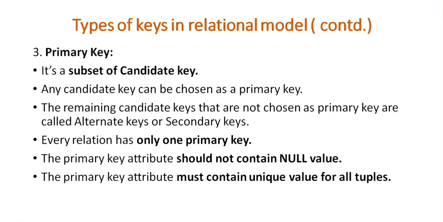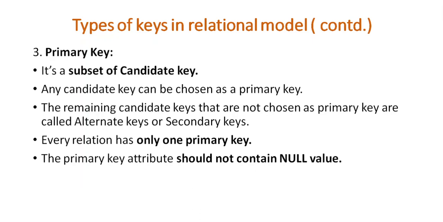Again, another rule for primary key is that whatever attribute we choose as a primary key, that attribute must contain unique values for all the tuples. Okay, so these are the conditions for a primary key.